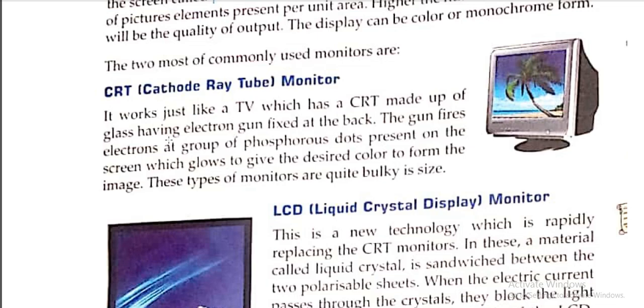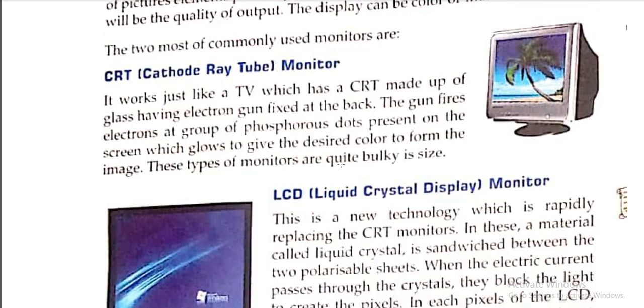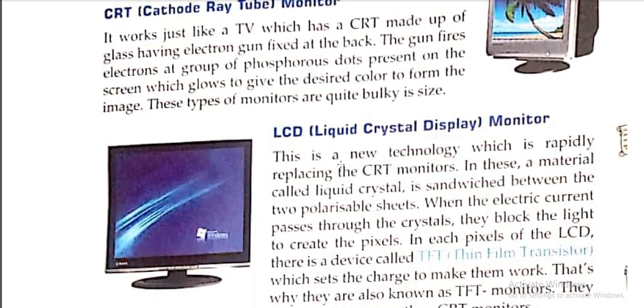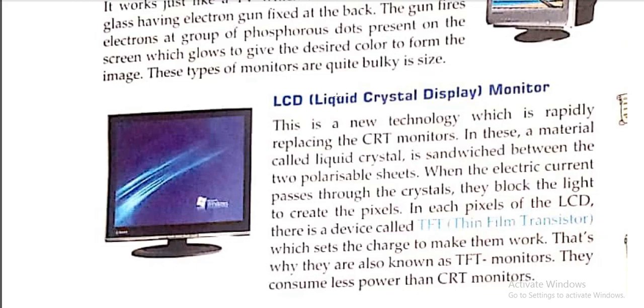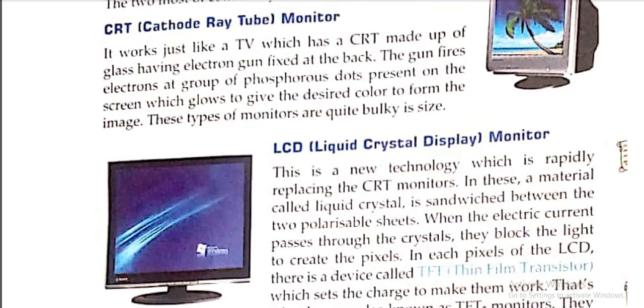The gun fires electrons at groups of phosphorus dots. That means the screen has phosphorus dots. When the electrons fire on that phosphorus, it glows and shows our display. This is the phenomenon, the functionality of the CRT.